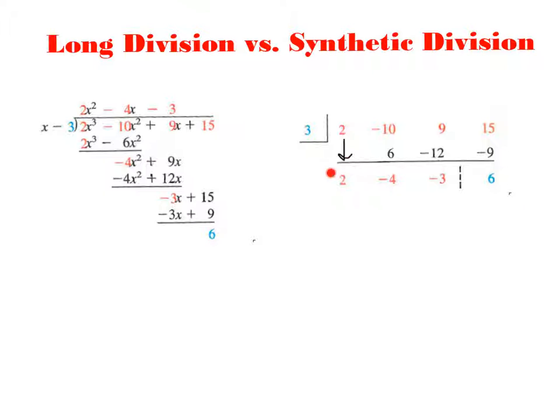Then we multiply 2 times 3, and we'll get 6. Then we add going down. Negative 10 plus 6 is negative 4. Multiply that with 3 again, that's negative 12. Add going down, you get negative 3. Multiply that with 3 again, you get negative 9. Add, we get 6. What we're left with, the 2, negative 4, negative 3, are the coefficients of our answer: 2x squared, negative 4x minus 3. The last number is our remainder. So we get the same exact answer, and we're just going to keep using that pattern in all of our examples today.